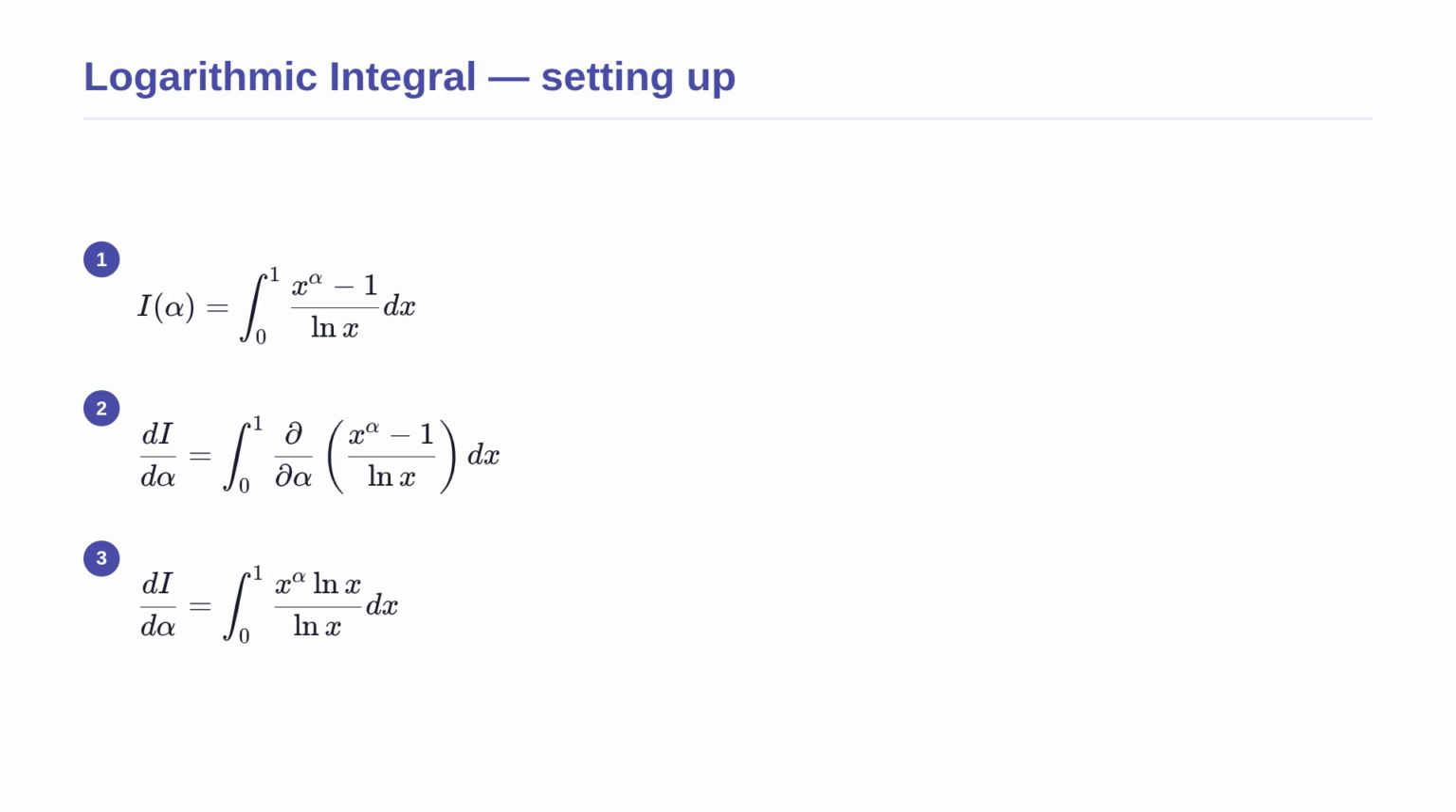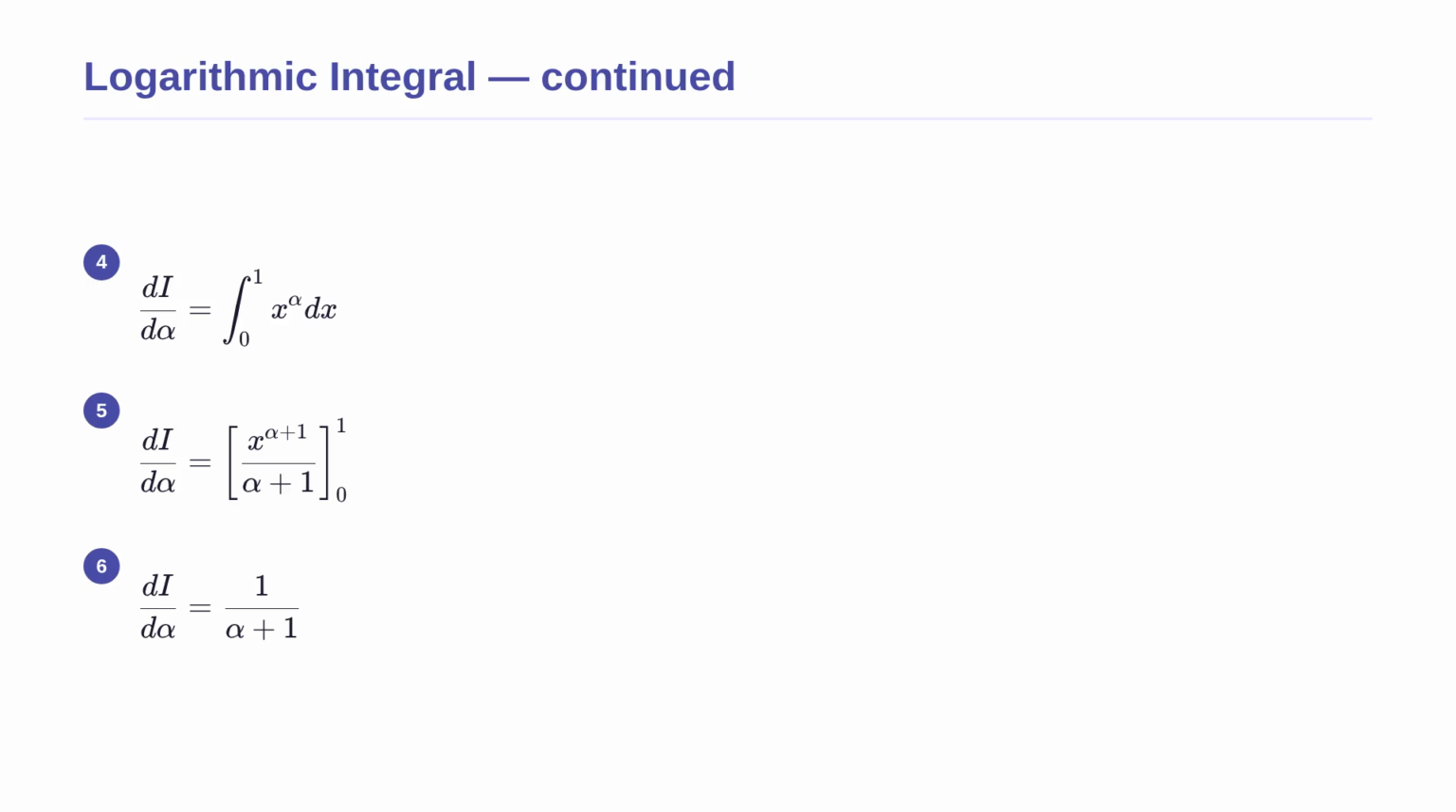Now, we differentiate the inside fraction with respect to alpha. The derivative of x to the power of alpha is x to the power of alpha times natural log of x. Notice the magic here. The natural log of x in the numerator perfectly cancels the problematic one in the denominator.